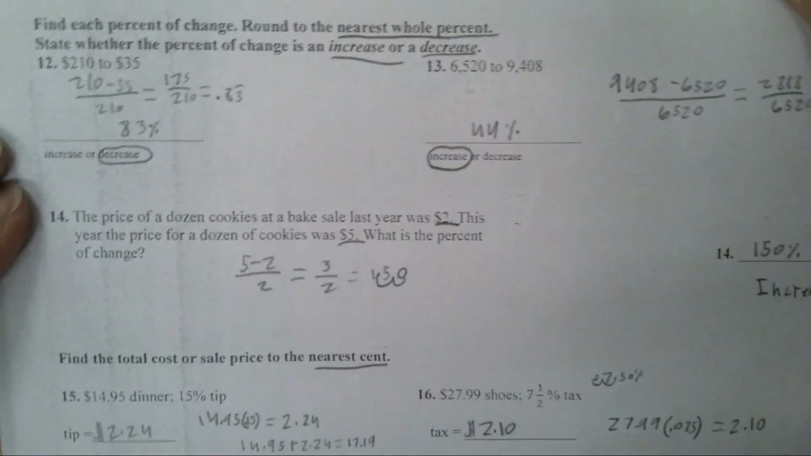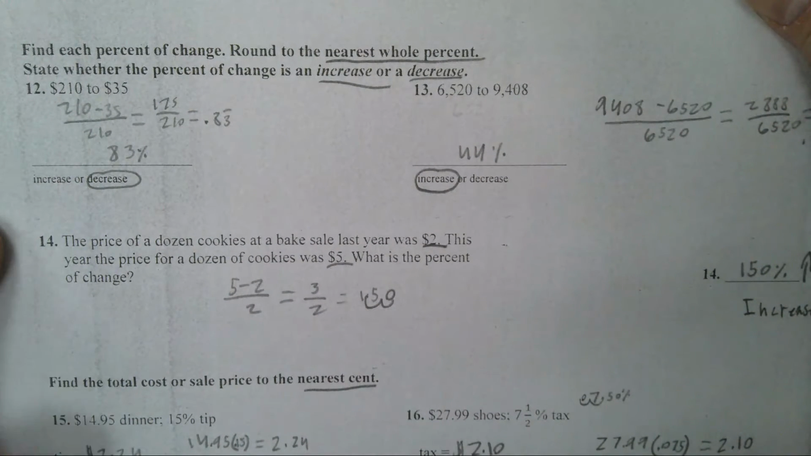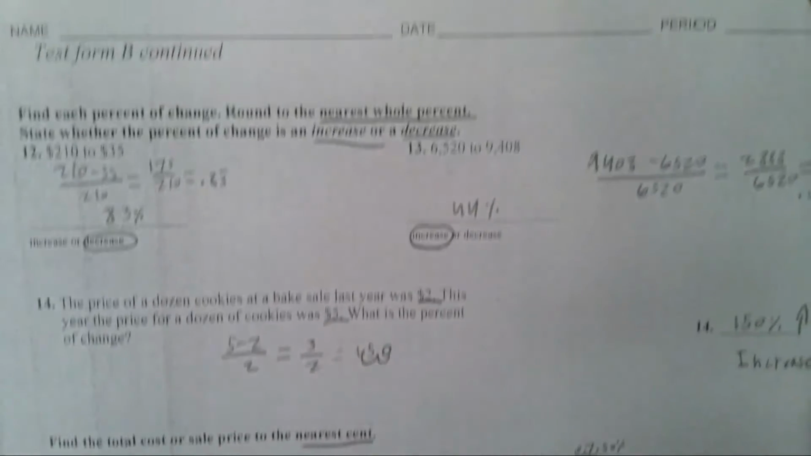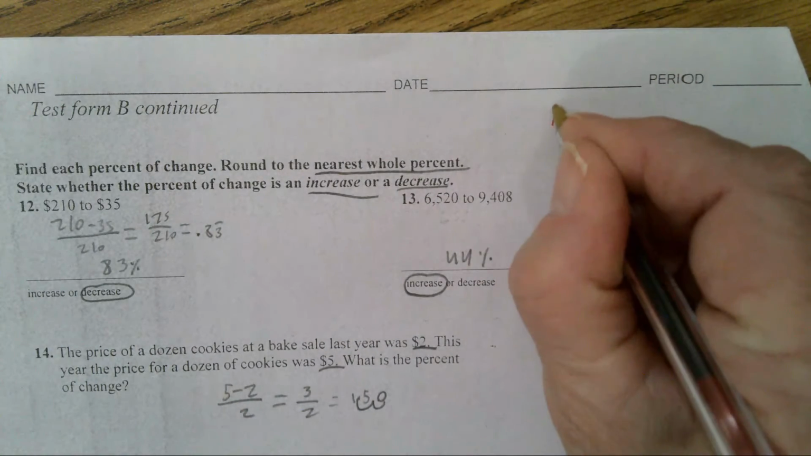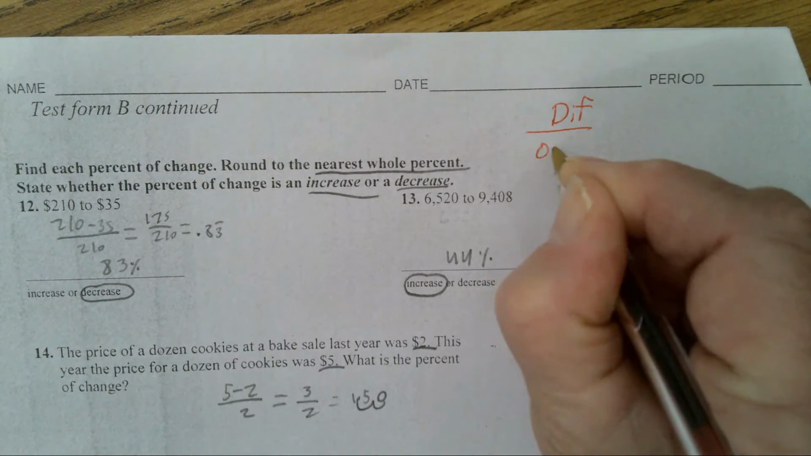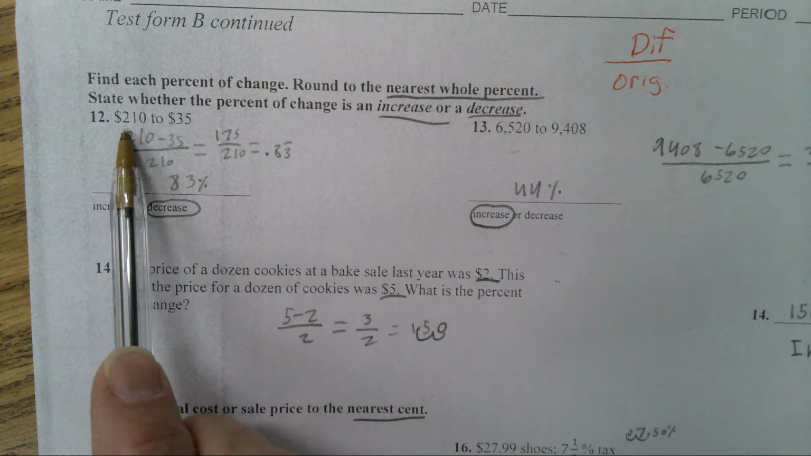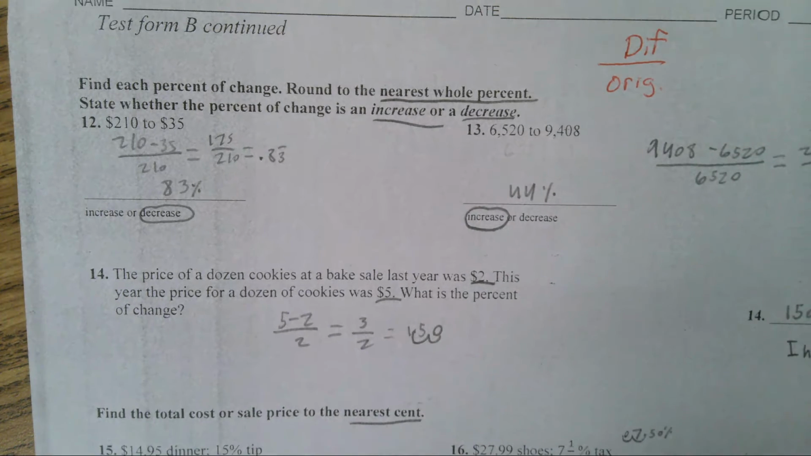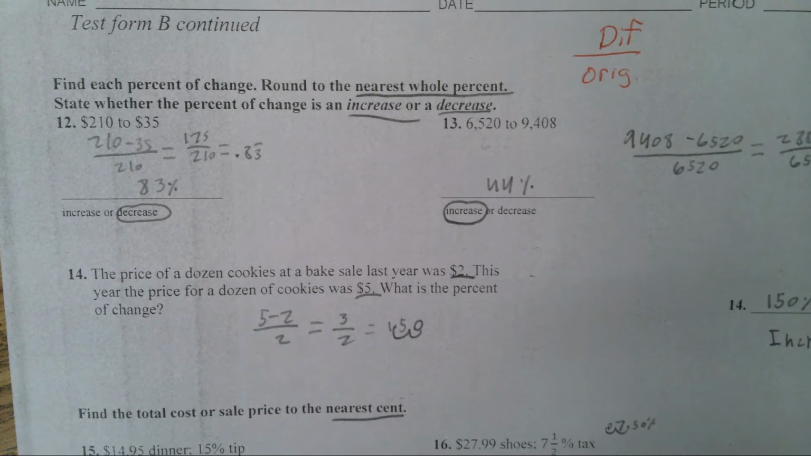Here it says, find each percent of change. Round to the nearest whole percent. State whether the percent of change is an increase or a decrease. Percent of change is difference over original. Okay, so you subtract. The original is the first one, so it's 175 over 210, which is 0.83 repeating, which would round to 83%, and that is an increase. Or excuse me, decrease.